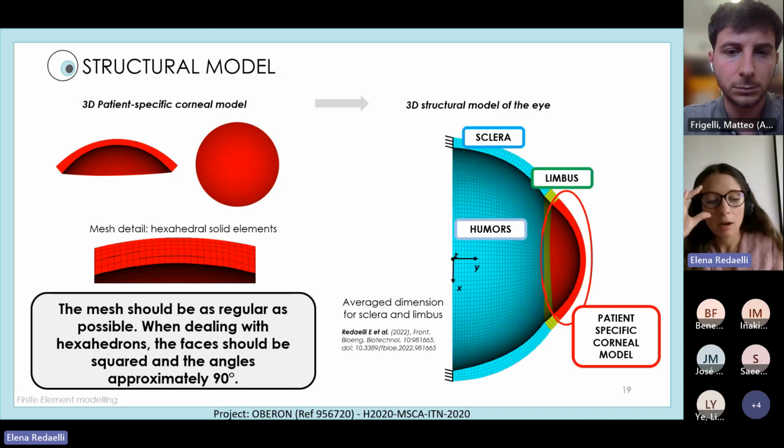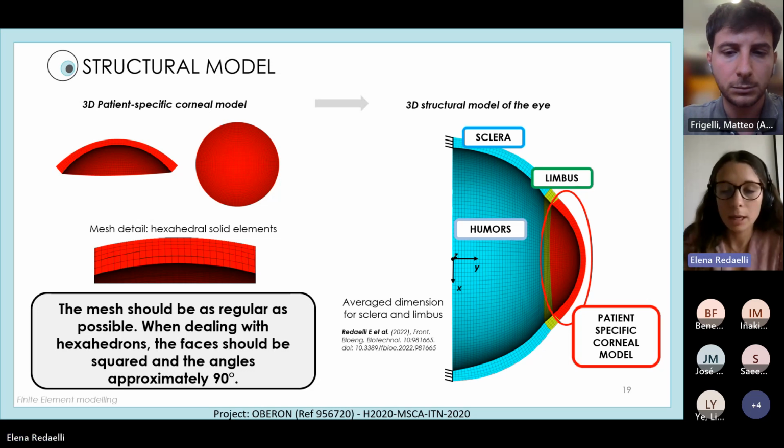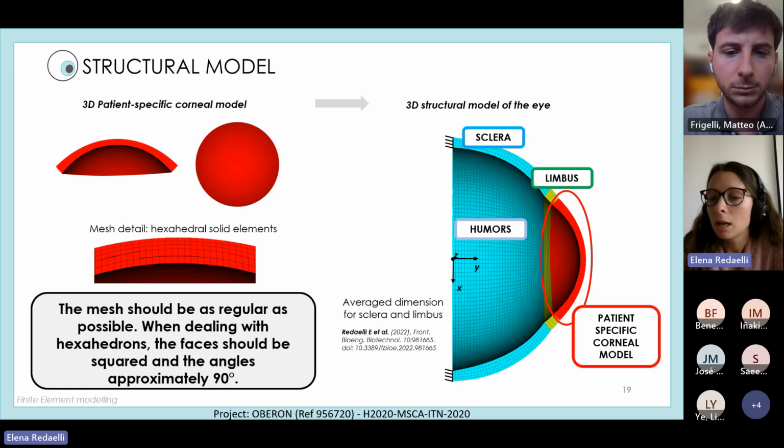Okay, then I will return to this concept, because these patient-specific cornea were then linked to limbus sclera of average dimensions to set the boundary condition of our problem. And in the simulation of the non-contact tonometry, it is important also to take into account the influence of the humors that are the liquid inside the eye responsible for the intraocular pressure.